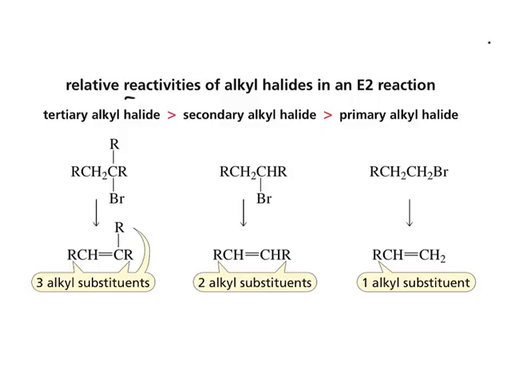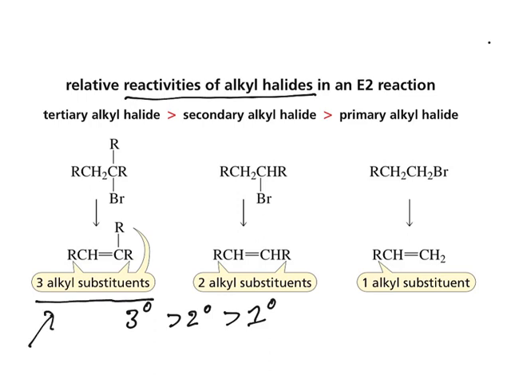Moving further. The relative reactivity of alkyl halides in E2 reaction is usually tertiary more than secondary, which is more than primary. The reason is, when you see the tertiary compounds, this one is the more substituted one. Three alkyl substitutions are there on this double bond. When more substituted, it is more predominantly formed than secondary than primary. So tertiary alkyl halide reactivity is more than secondary than primary alkyl halide.